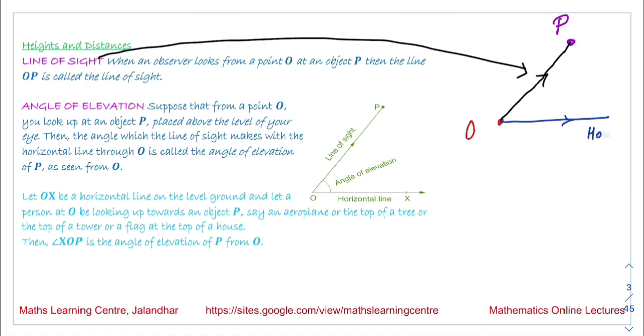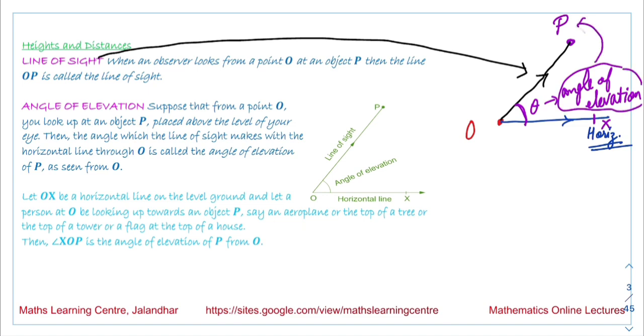Now, if we draw a straight line at this point O, parallel to the horizontal, this is horizontal. Then this angle formed over here, with this point X, this angle theta is called the angle of elevation of P. So you must keep in mind that whenever we are talking about angle of elevation, it means the object is lying above us, and this is the horizontal line, and the angle formed between the line of sight and the horizontal line is called the angle of elevation.